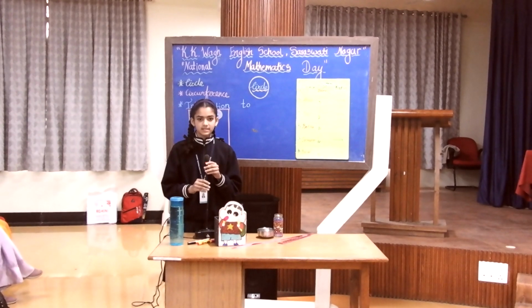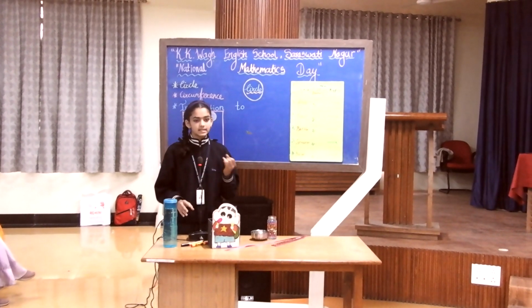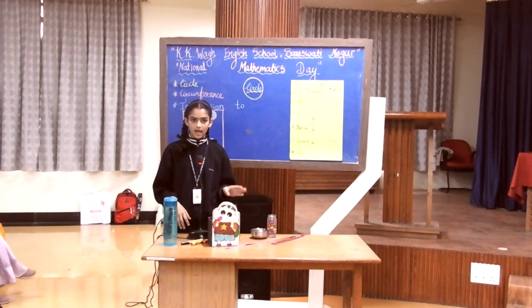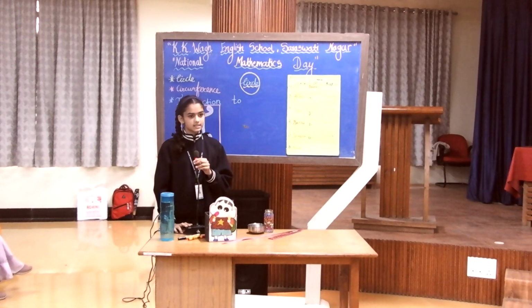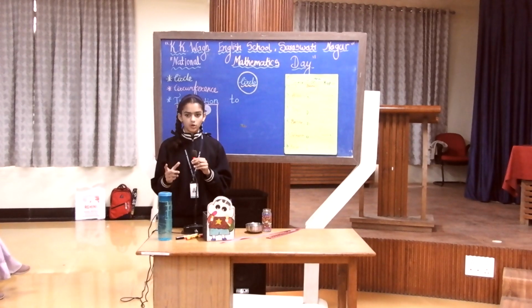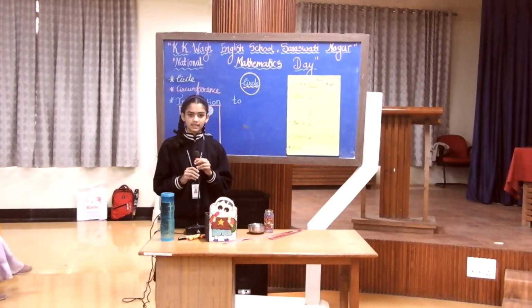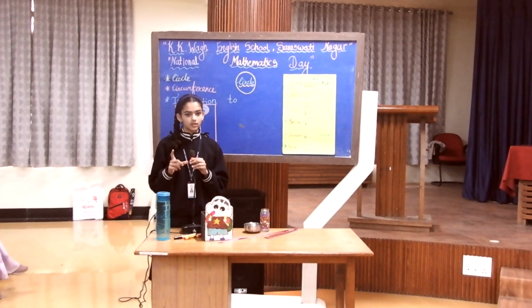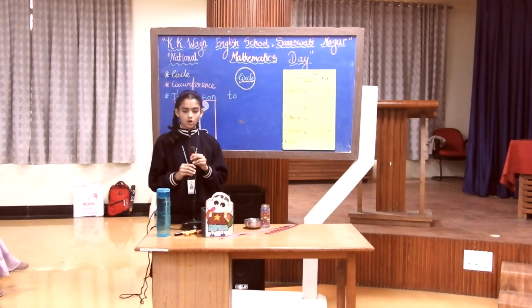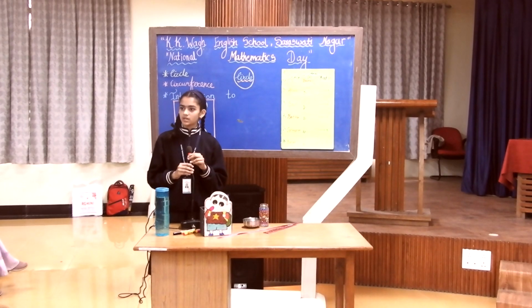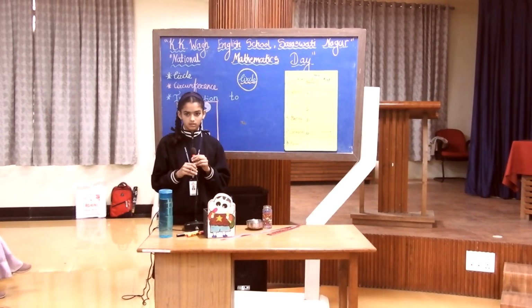A circle is basically made up of 4 parts, that is center, radius, chord and diameter. A center is the origin of a circle. A radius is a line segment which joins the center to a point on the circle. Then a chord is a line segment which joins 2 points on the circle but does not pass through the center. And a diameter is the longest chord which joins 2 points on a circle and passes through the center.